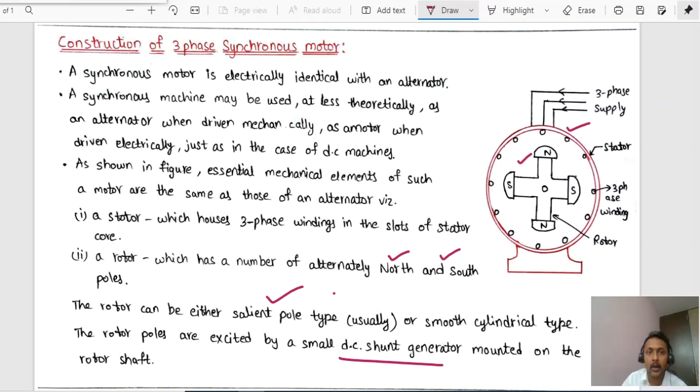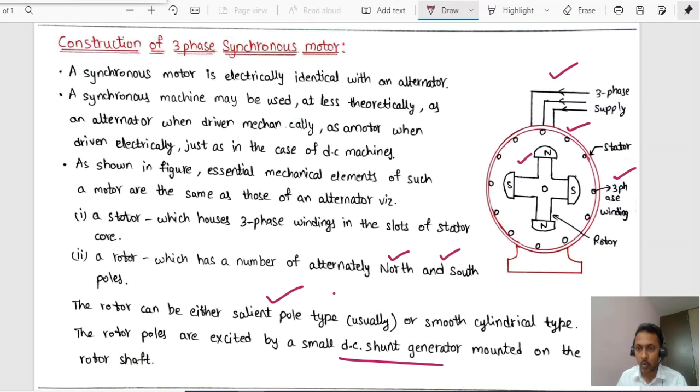So this is about the construction of the three-phase synchronous motor. If you observe the diagram, this is the rotor and the stator frame, and windings will be placed in these slots. A three-phase electrical supply will be given to the stator frame. Depending upon the number of magnetic poles present in the rotor, the three-phase winding will be wound correspondingly, right? Because of the given electrical supply, a revolving or rotating magnetic field will be established.